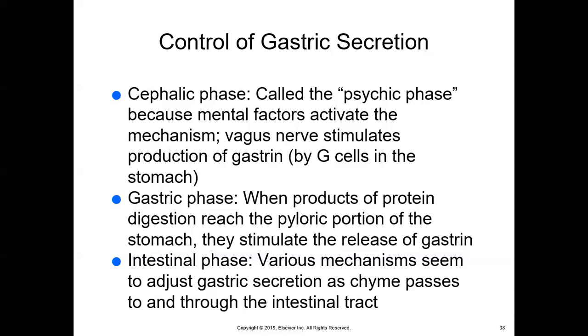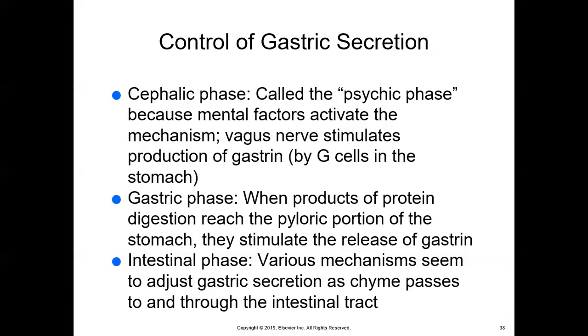Like I talked to you about your grandma or your favorite aunt's Thanksgiving dinner, and you think about it, and you can start the secretion process.